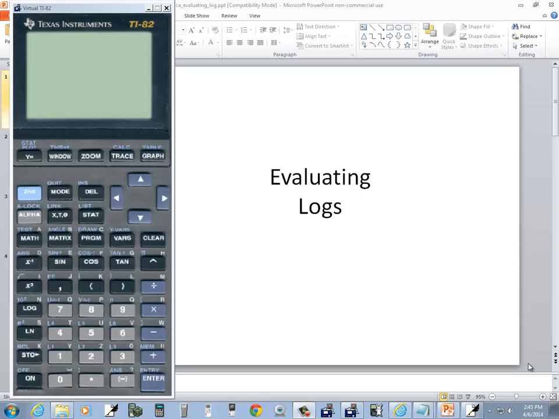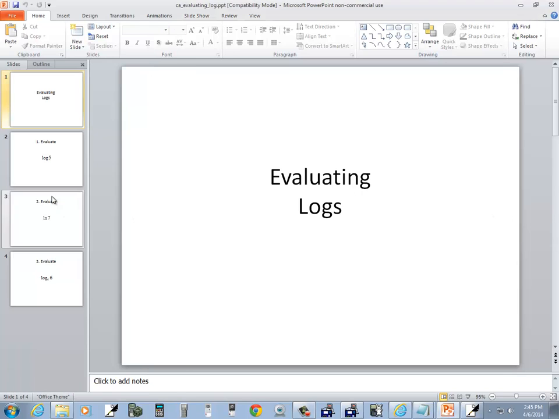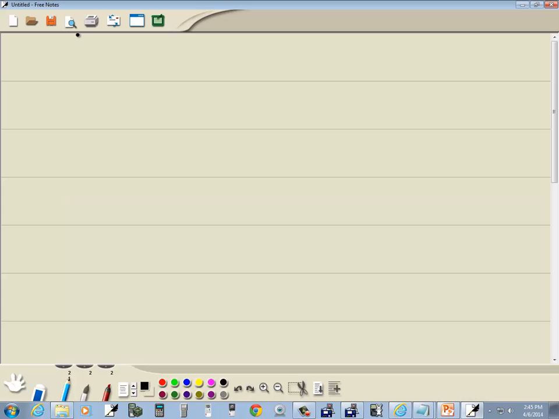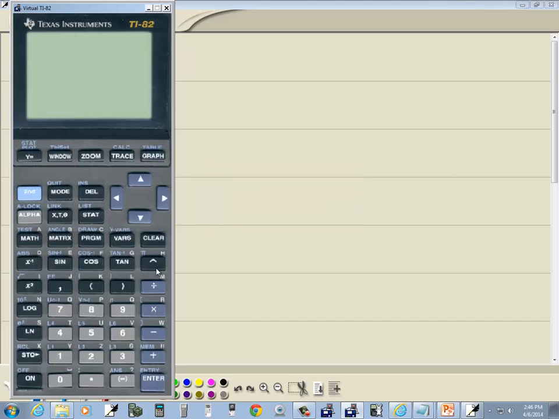Let's take a look at evaluating logs on a TI-82 calculator. And let's look at our first one, log 5. Now there is no base on this, so by default it's base 10.